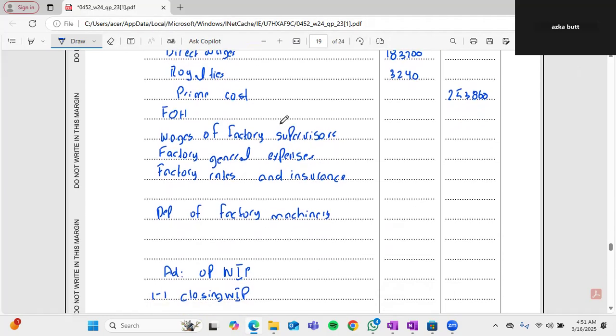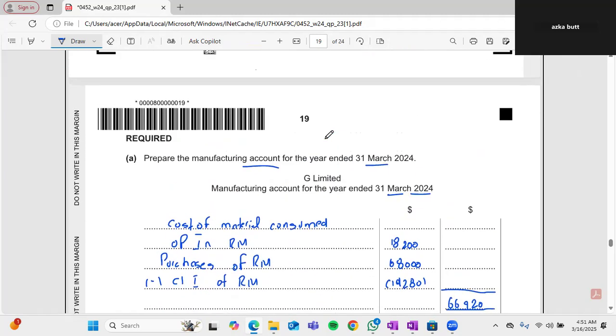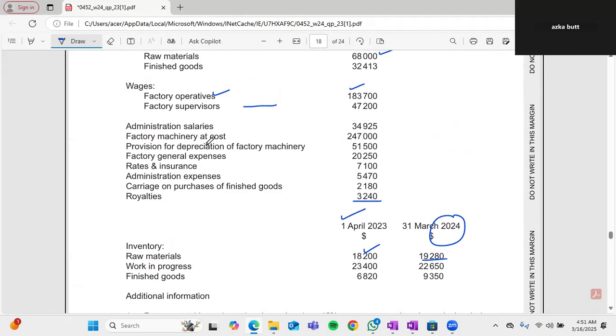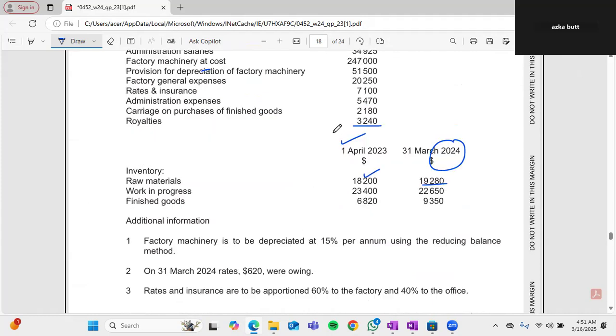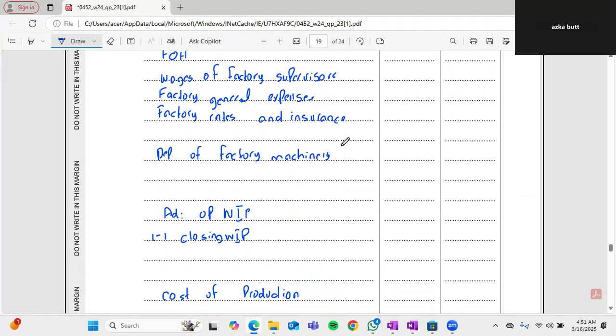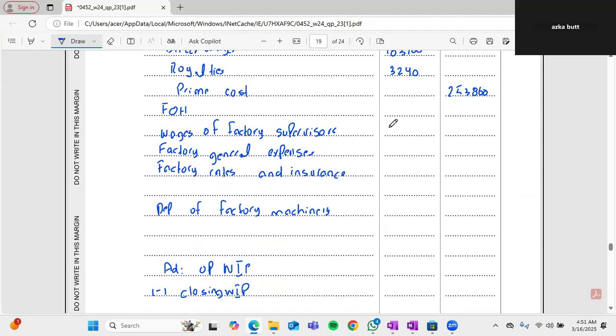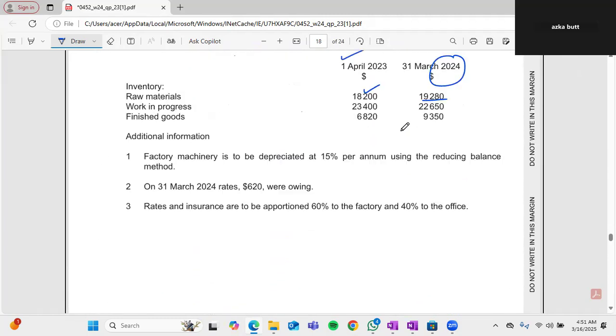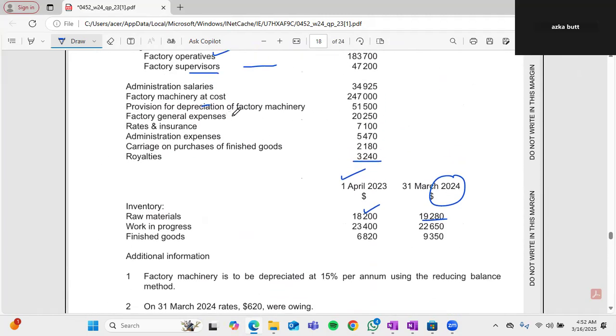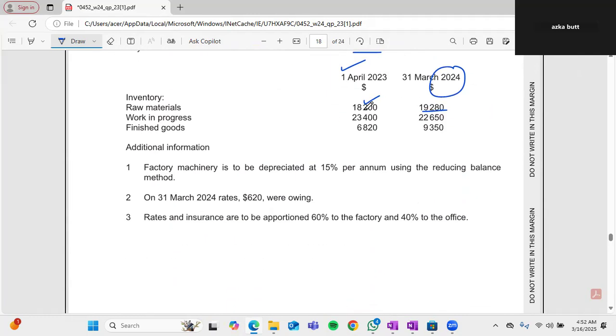Now let's see the factory overheads. In the factory overheads, first of all, we have the wages of factory supervisors. This is factory supervisors, which is 47,200. Factory general expenses, which is 20,250.